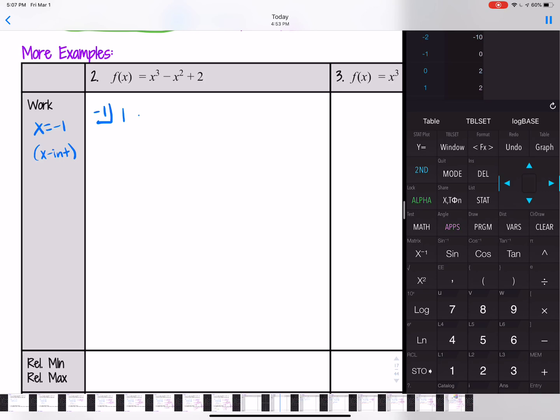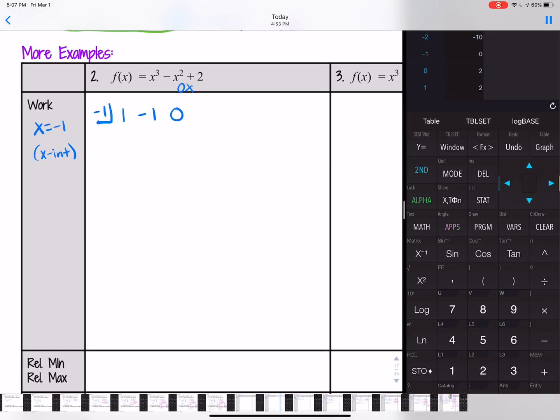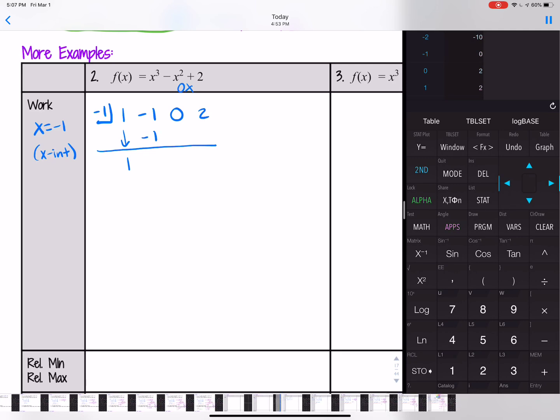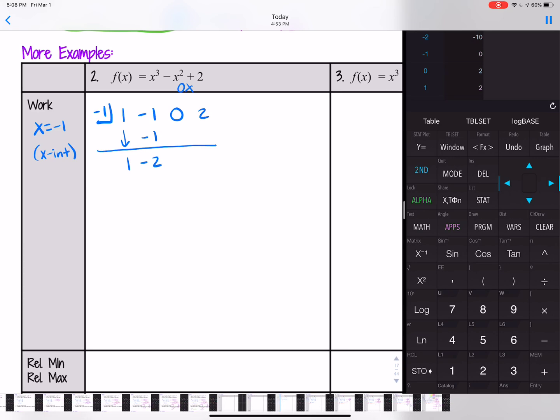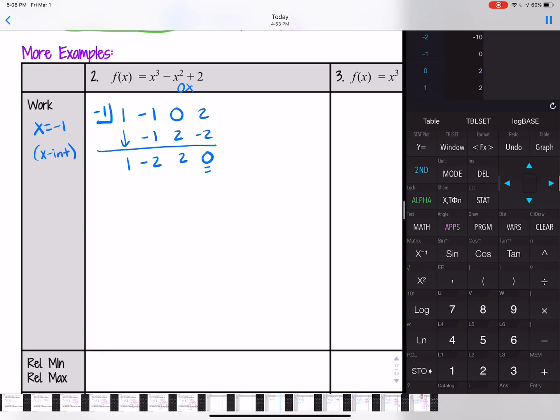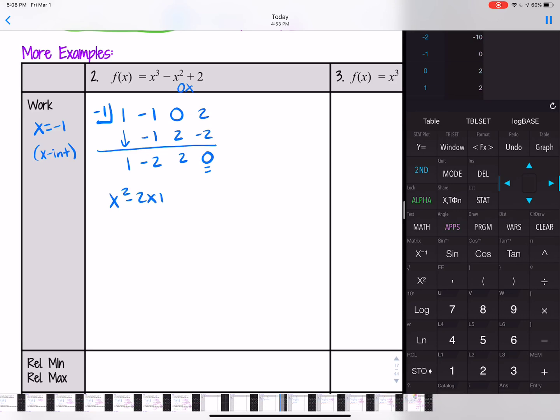So I have 1, -1. I need a 0 because the x is missing in my original polynomial. And then I just need to bring down the 2. Then drop down the first number, so that's the 1. 1 times -1 is -1. Add those together and you get -2. -2 times -1 is +2. Add those two together, the 0 and the 2, and you get 2. 2 times -1 is -2, and we end up with 0, which we should because we should not have a remainder at that point. Then you have x squared minus 2x plus 2 left over.